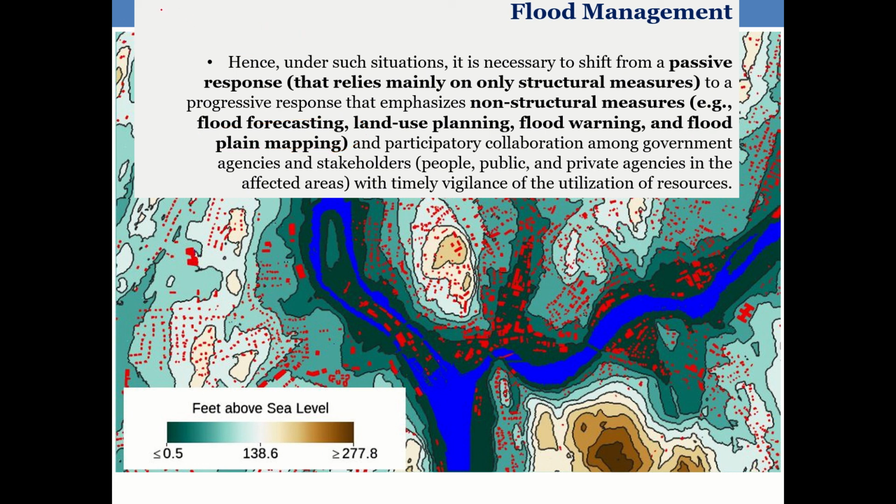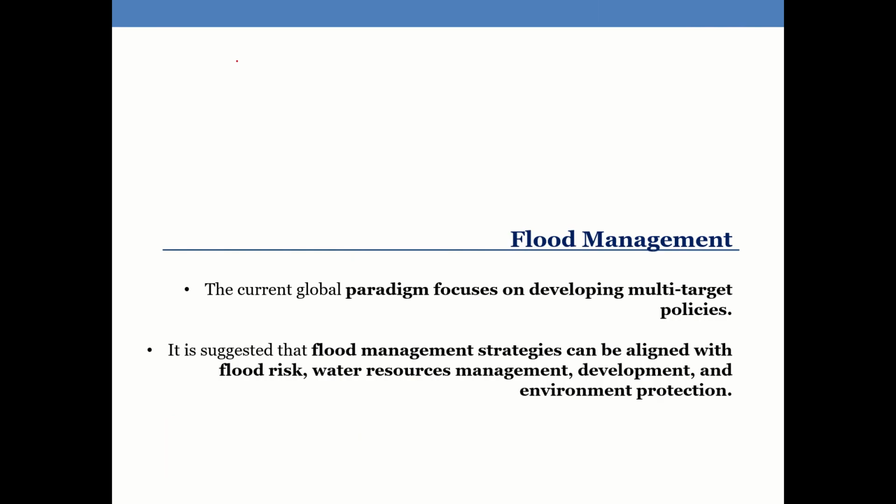Okay, so in summary, we have structural measures and non-structural measures. Structural measures is very clear probably now. It's all physical interventions. Non-structural measures can include flood forecasting techniques, land use planning, warning systems, and mapping exercises that we do, in addition to capacity building and community participation. All this will come under non-structural measures.